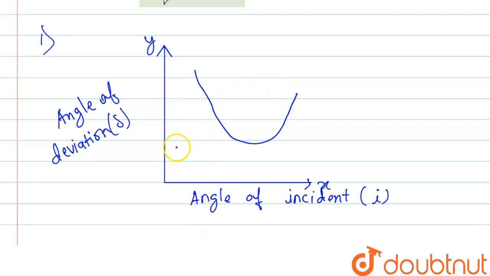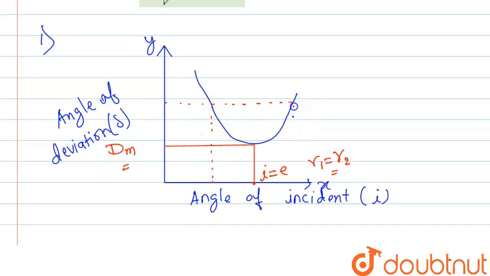and this point and this point. So this is the minimum deviation point at the angle of incidence, and here I is equal to E, that means R1 equal to R2, and if we correspond to the following points, this is the corresponding angle of incidence for the deviation.